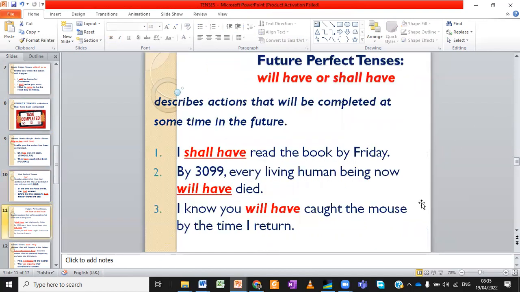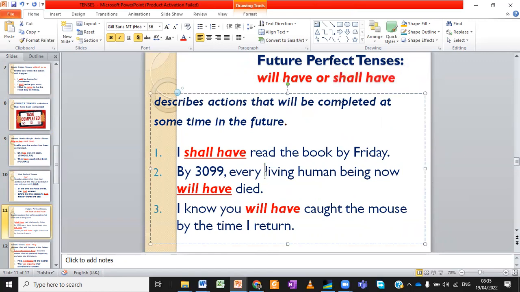Let's look at future perfect tenses. Here you have will have or shall have. It describes actions that will be completed at some time in the future. The examples will throw more light. Look at the sentence. I shall have read the book by Friday. Does that make sense?